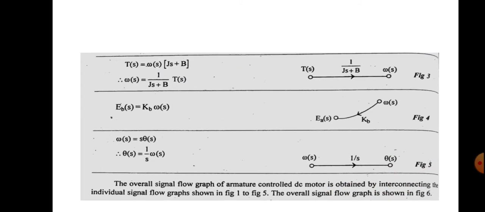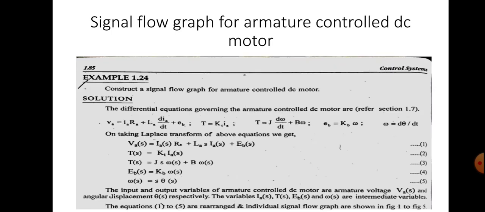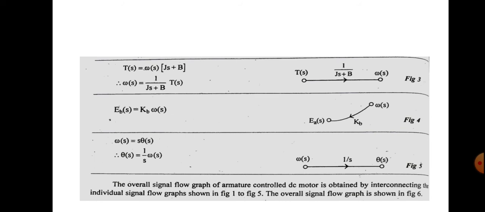So next we have to consider equation number 4, that is Eb(s) = Kb × omega(s). That means when omega(s) is multiplied by Kb we will get the Eb(s), the error signal. So we have now the omega(s) in figure 3. Whenever this omega(s) is multiplied by Kb we will get the Eb(s).